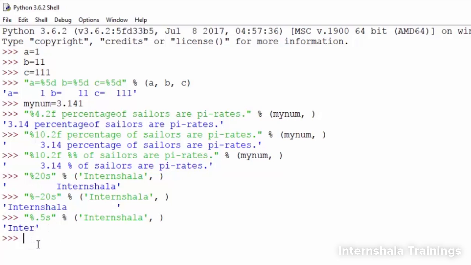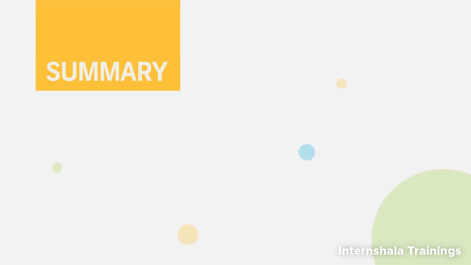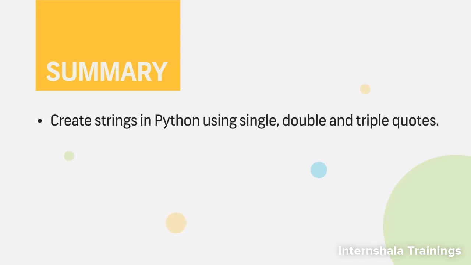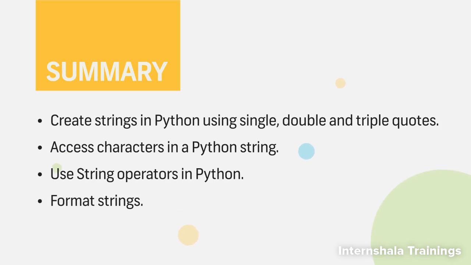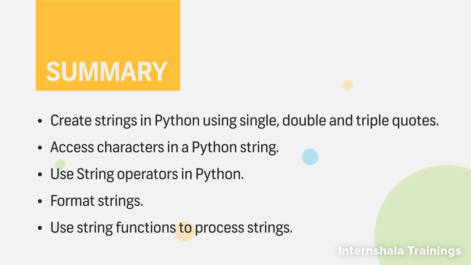You have now reached the end of this topic. In this topic, you learned how to create the string objects in Python using single, double, and triple quotes. You also saw how to access characters in a Python string, use string operators, format strings, and use string functions to process strings.